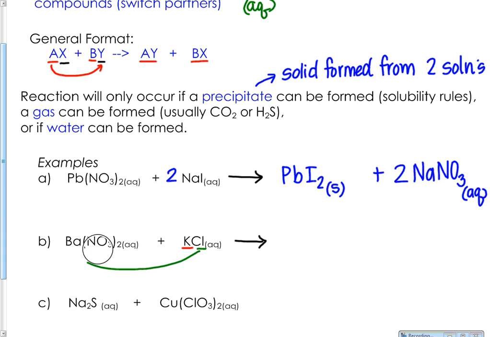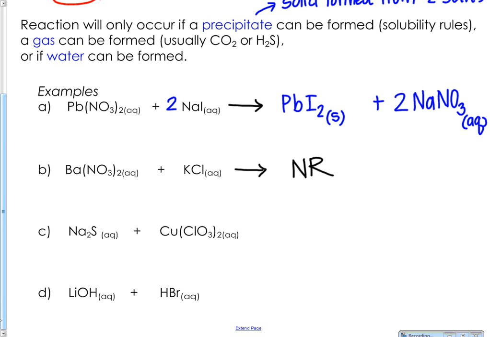If the reaction cannot produce a solid, and it's not going to produce a gas or water, this reaction simply does not happen. So we would just write no reaction, or NR. So I would like you guys to try the last 2 problems on paper, and we'll talk about those in class tomorrow.